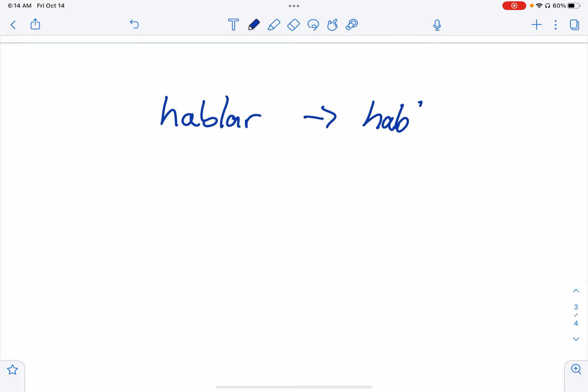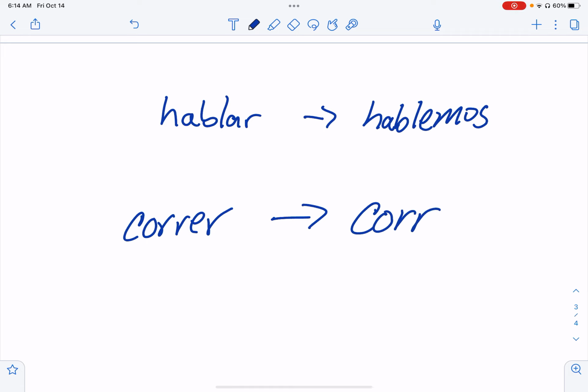Let's do just a couple more regular verbs. How about the verb hablar? What would the nosotros commands be? Hablemos. How about the verb correr? What would the nosotros commands be? Corramos. All right, that was just a little review of all the commands we've learned.